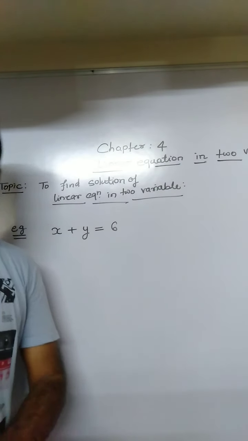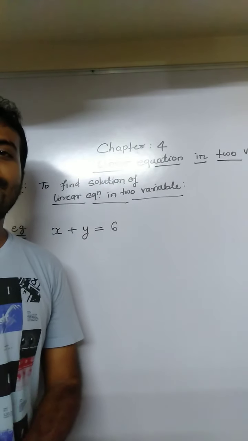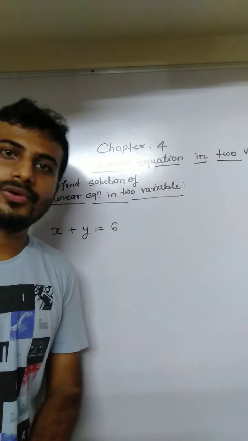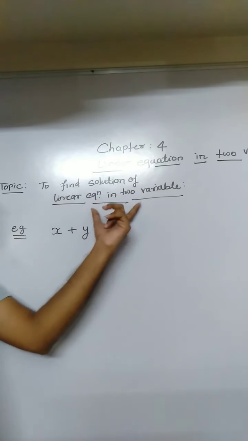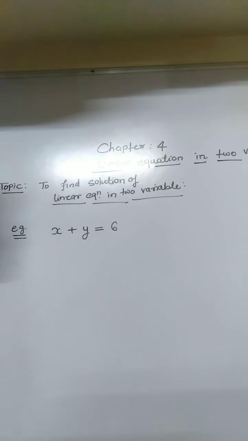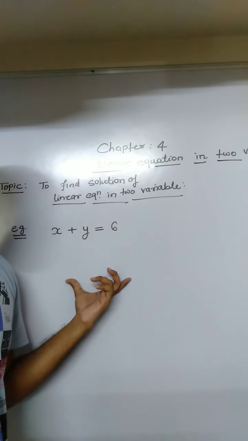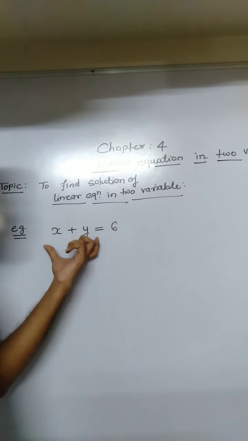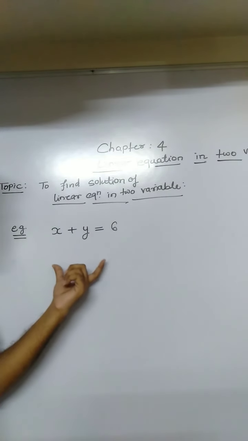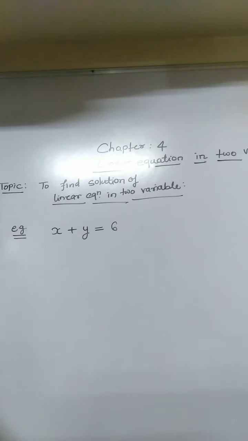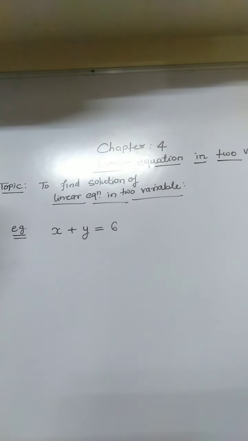So today we are going to learn one topic from chapter number 4, linear equation in two variables. Our today's topic is to find the solution of linear equation in two variables. Let me explain how to find the solution with an example. I have taken an example, x plus y is equal to 6.